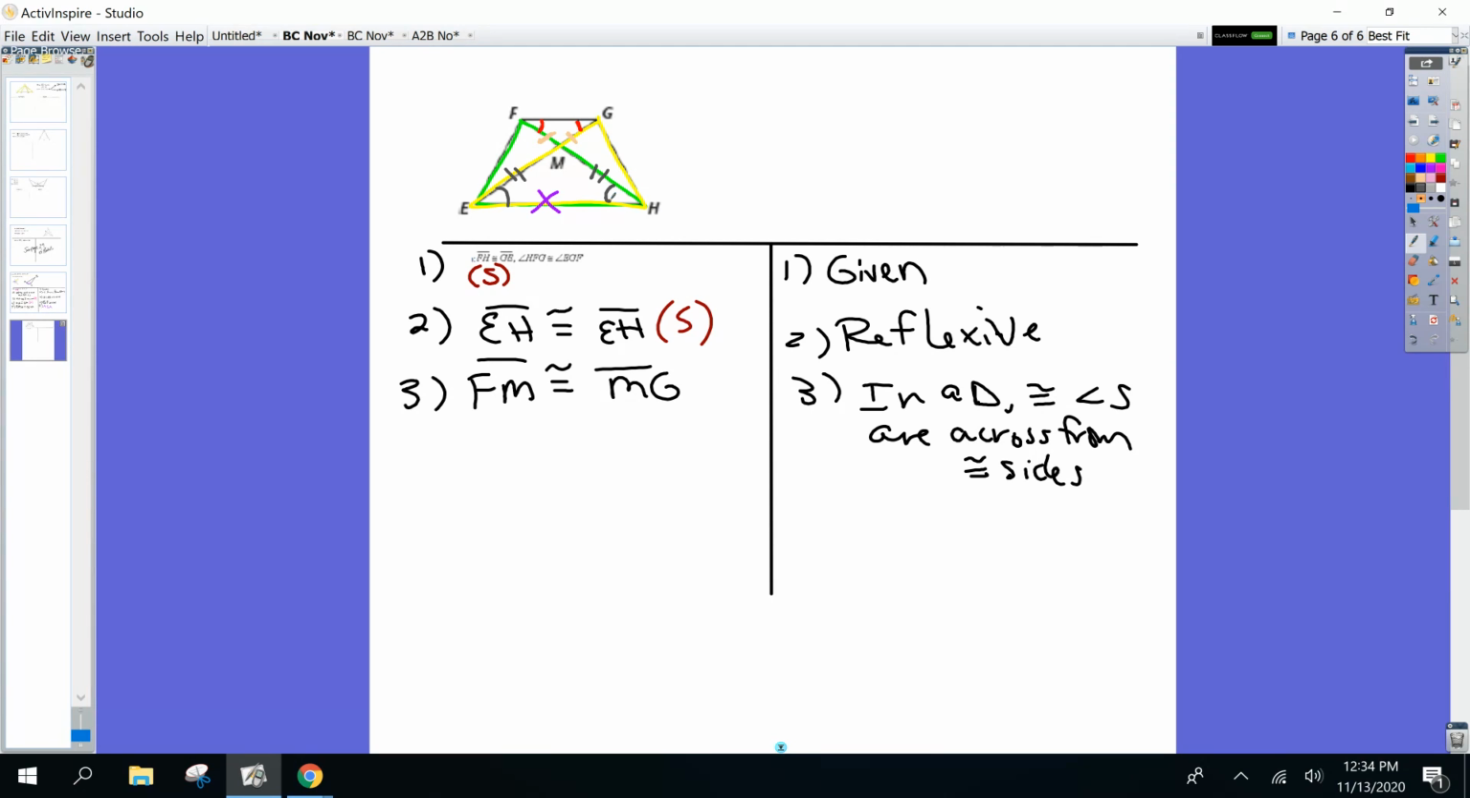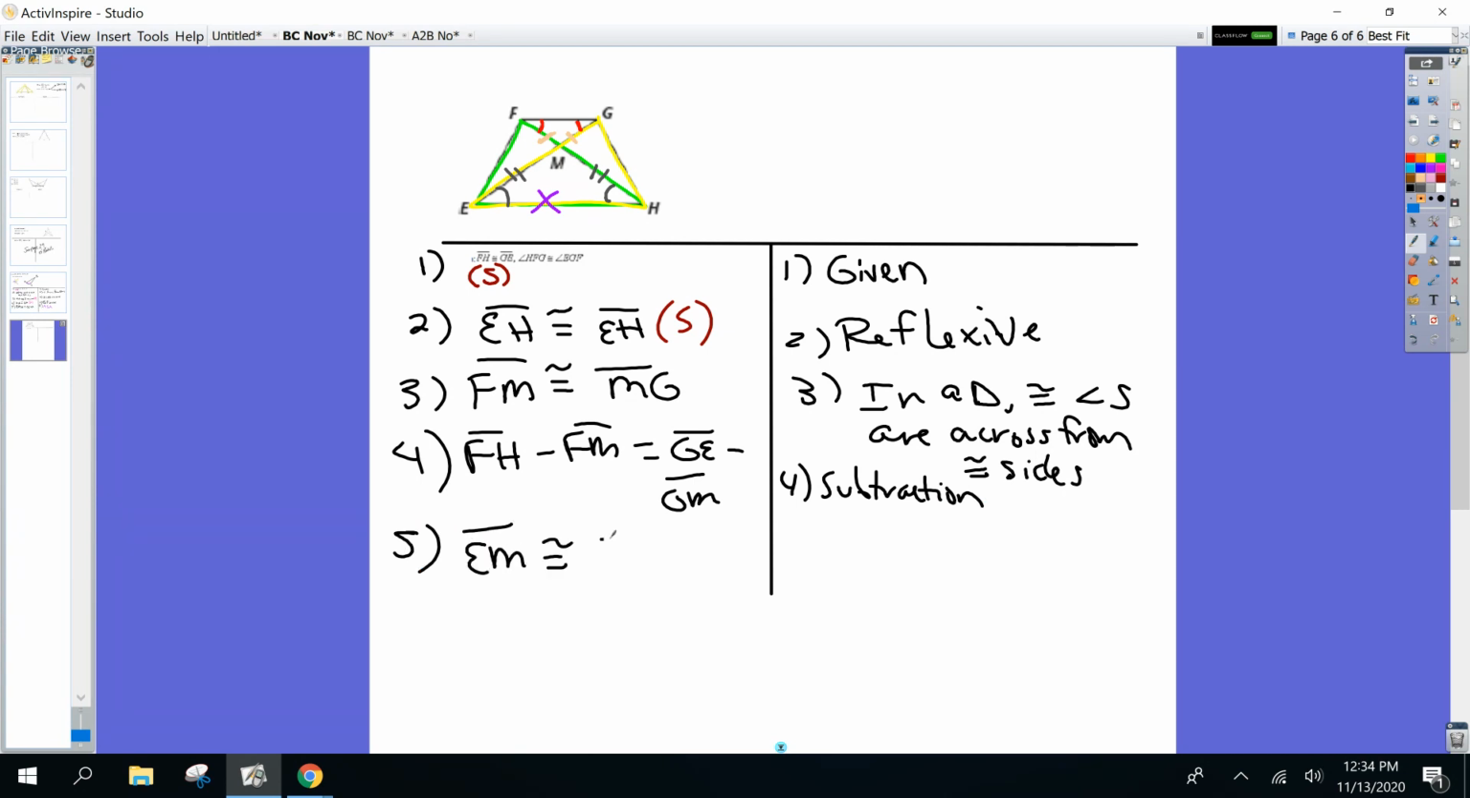So let's show the subtraction first. Welcome to the big time, boys and girls. We're getting as tough as it gets here now and Monday. So FH minus FM is equal to GE minus GM. Subtraction. And then, yes, substitution to say line segment EM is congruent to line segment MH. Substitution.